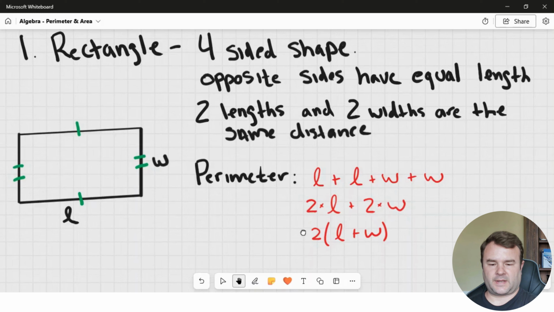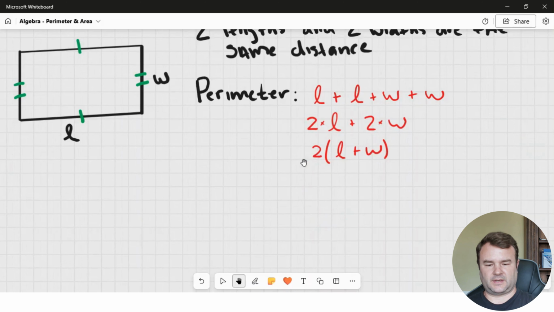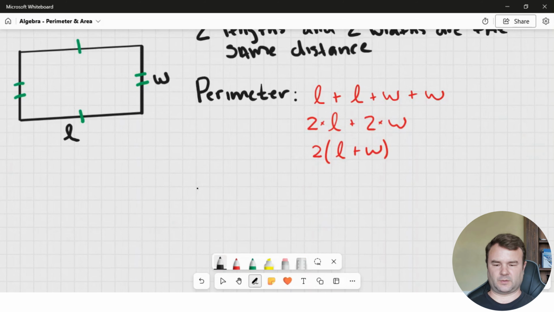Now let's go ahead and define what area is. Then we'll do a couple of examples of calculating the perimeter and the area. So area again is the number of square units needed to cover this shape. So area is basically the space contained within the rectangle. So it's going to be this space here.